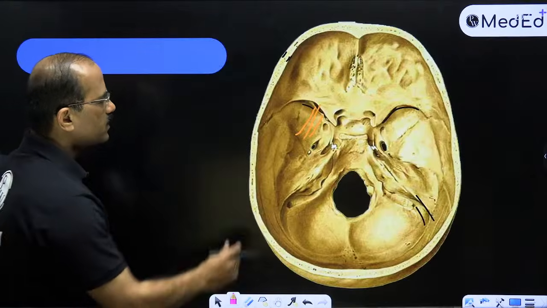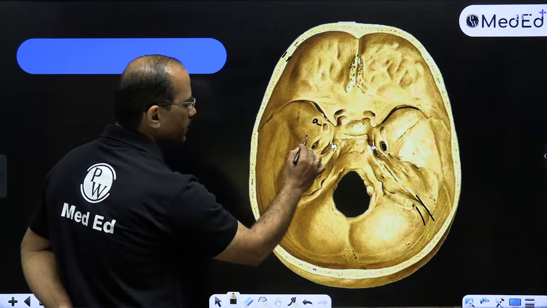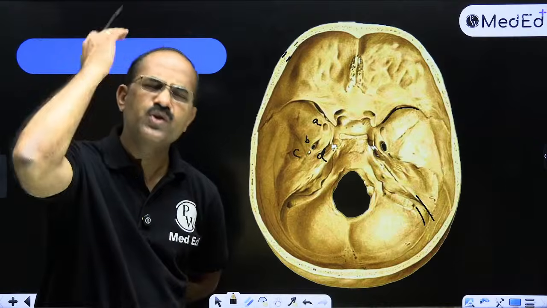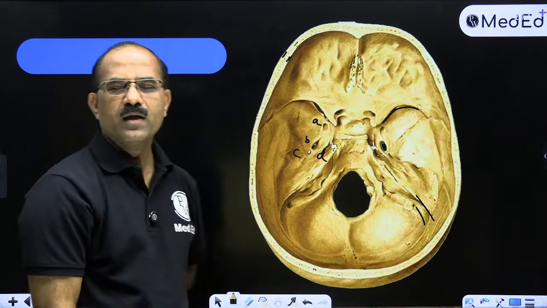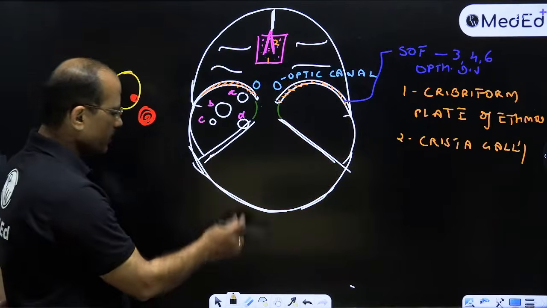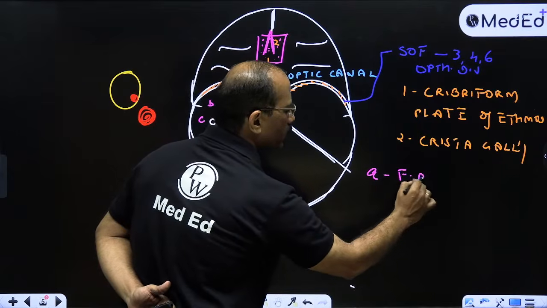Just have a look at this. So these are the foramen. I'll just mark here. This is A, this is B, this is C, and this is the D foramen. बस ये 4 foramen, you should know. Yes. What is A? A is the foramen rotundum. I'll just write it here. A is foramen rotundum.